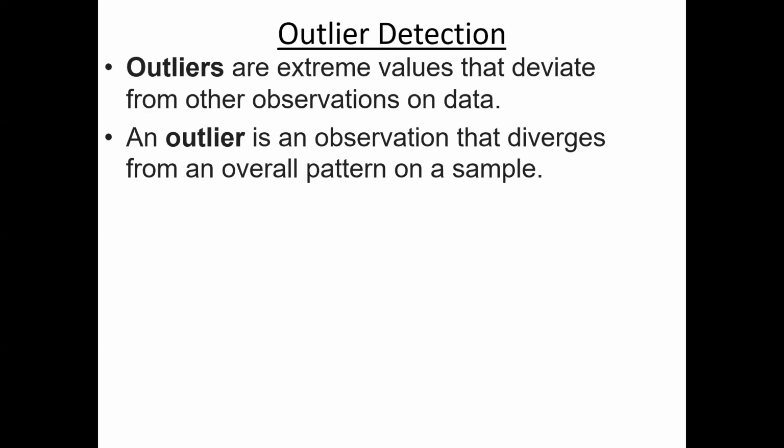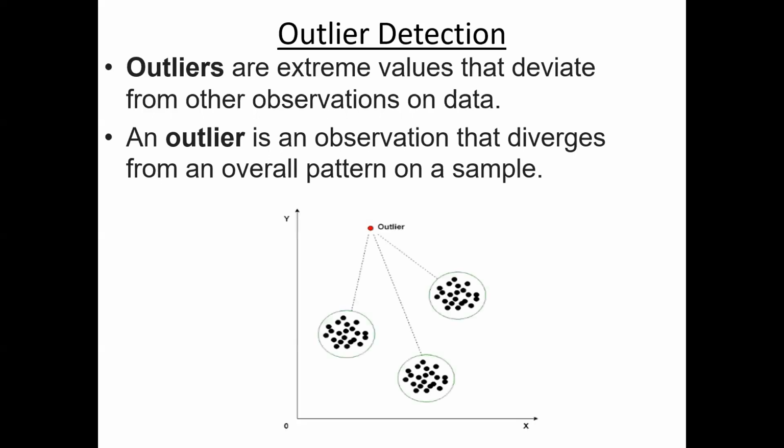So it is an observation that diverges from the overall pattern in a sample. As I told you, all the ages are between 30 and 40, but one is at 80. So it diverges from the overall pattern. All these ages are in one range, but that one has another value, so that is definitely considered an outlier.